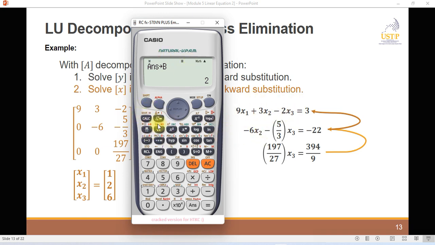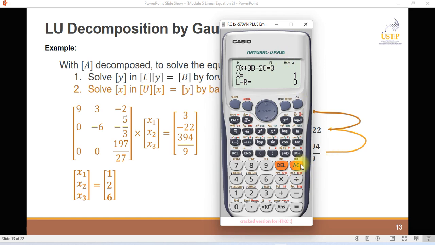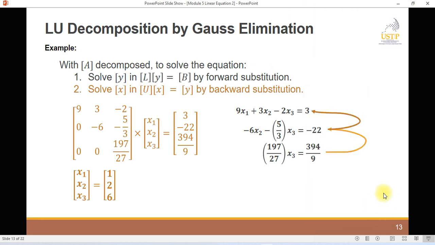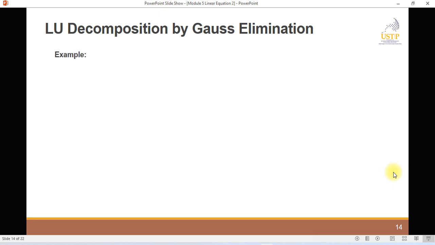Then to solve for the top row, we have 9 alpha, our unknown x, plus 3 alpha b minus 2 alpha c equal to 3. Then shift solve for those values. So we'll just equal for that. Then we have 1. Okay, so try to solve it on your own and practice this method in order for you to have a faster computation. So that's it for the example using a 3 by 3 matrix.